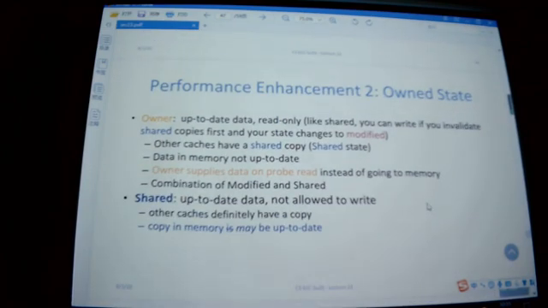Okay, the performance enhancement 2, solution 2 is the owned state. Owned is, this is mine. Owner has the up-to-date data. Read-only is like shared. You can write if you invalidate shared copies first and your state changes to modified. So owner is the owner.